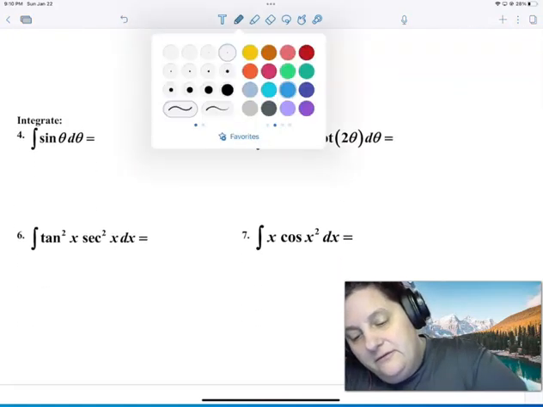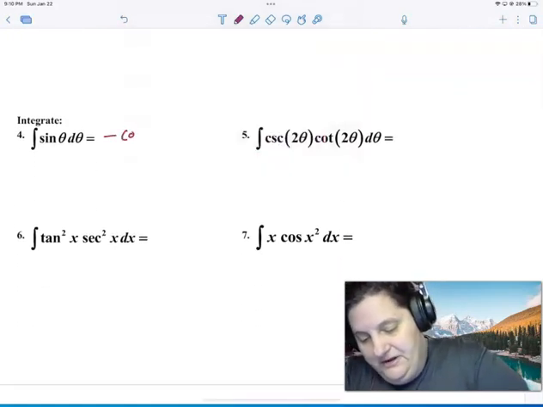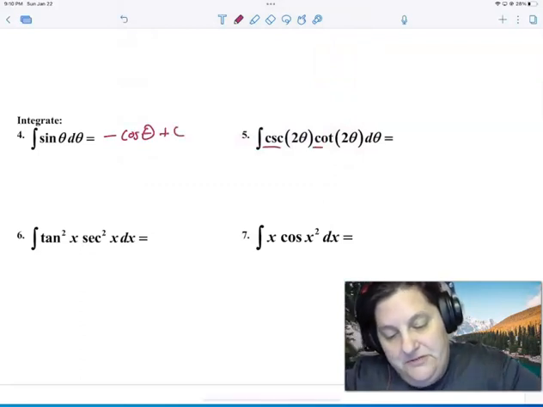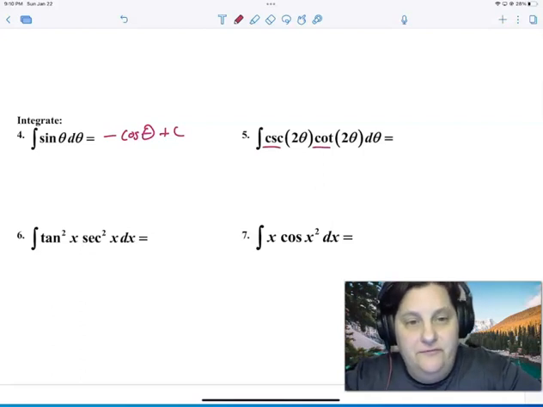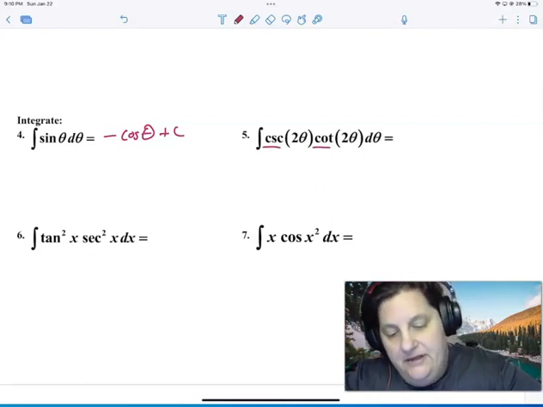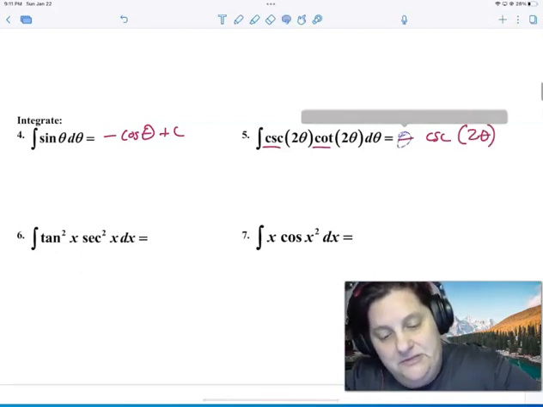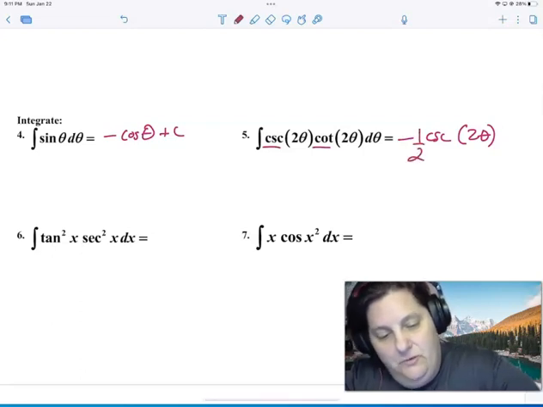Integrals. Okay, these I can just do. Integral of sine is negative cosine theta plus c. Integral of cosecant cotangent. All right, the derivative of cosecant is negative cosecant cotangent. So it's negative cosecant. This is a reverse chain rule, you guys. Because it has a 2 theta, I need to do a 1/2.